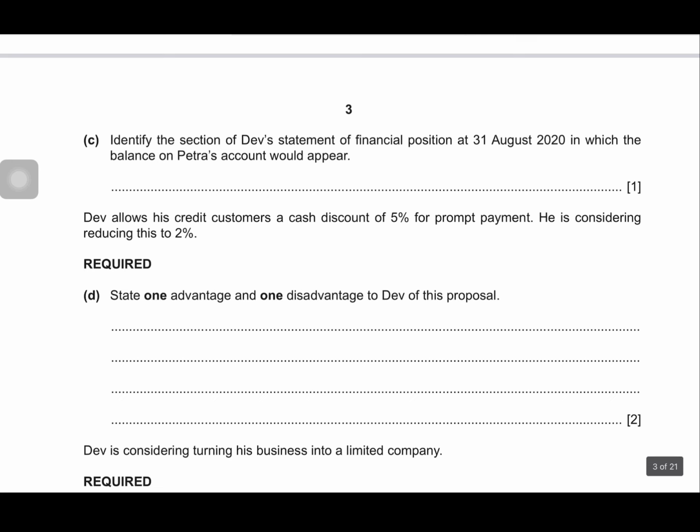Now let's move to part C. Part C is a very sweet part. It says that identify the section of Dave's statement of financial position at 31st of August 2020 in which the balance on Petra's account would appear. So we have how many sections in SOFP, in statement of financial position? We have assets, we have liabilities, and we have the capital section, which shows that by how much has our capital increased due to profits and how much have we reduced it through drawings, and if there was some additional capital investment in the business, etc., etc. Right? So in which section would Petra's account balance appear in Dave's SOFP?